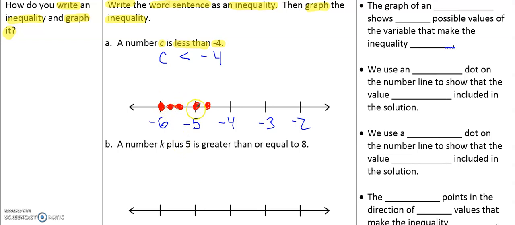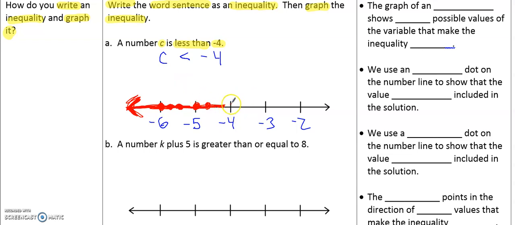So what if instead we just represented them with a line that just goes to the left? All these numbers are going to make that inequality true. All of them. They're all going to make it true. Right up until what number? Well, what about -4 itself? Is -4 less than -4? The answer is no. They're equal, but not less than.